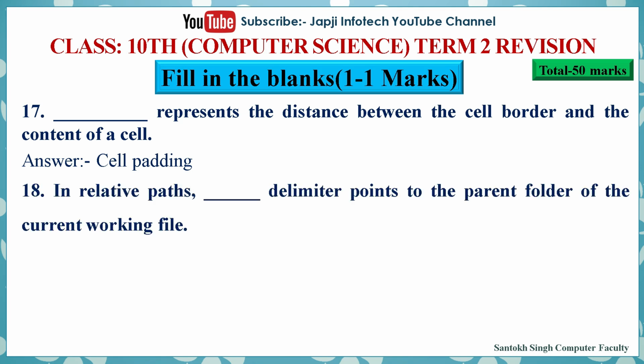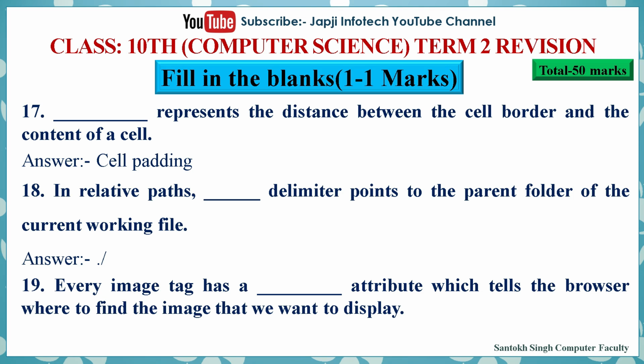18th one is, in relative path, dash delimiter point to the parent folder of the current working file. Dot dot slash delimiter point to the parent folder of the current working file. 19th one is, every image tag has a dash attribute which tells the browser where to find the image that we want to display. And the answer is every image tag has a src attribute which tells the browser where to find the image that we want to display.